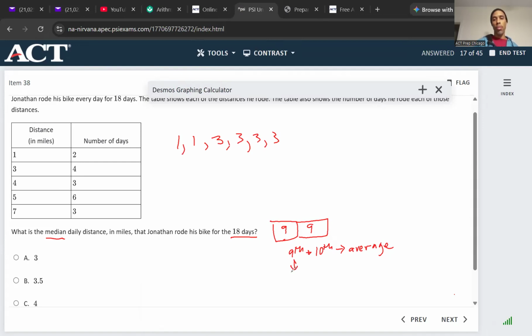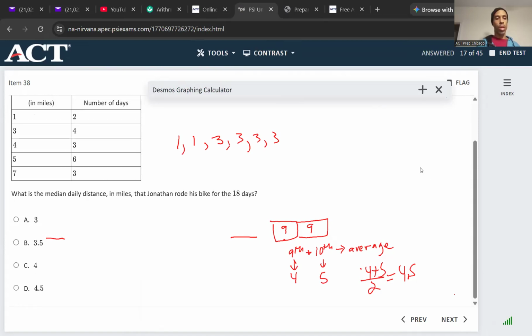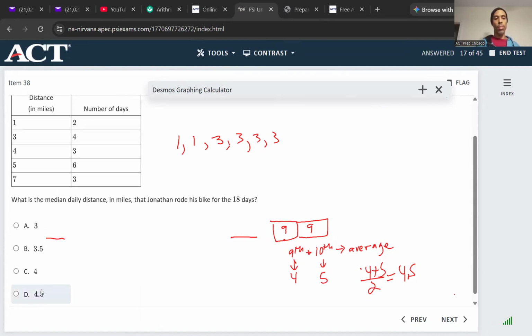So the ninth value, you wrote it 4. The 10th value, you wrote it 5. Well, no, the 10th value was 5. We don't know what day it was, but anyway, because you order from least to greatest. So with the average of 4 and 5, you would do what? 4 plus 5 divided by 2, which is 4.5. So I think that's going to be choice D. Yeah, that's going to be D.